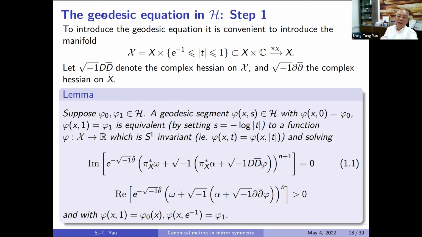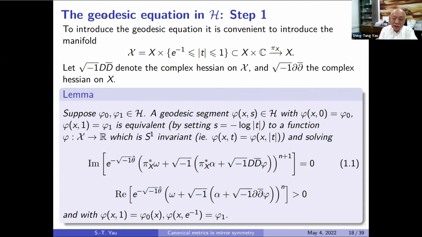That means phi depends on t only through the absolute value of t. And solving the equation 1.1, satisfying that the real part of it is strictly positive, where at the point 1 it is equal to phi naught, and at the point e minus 1 it is equal to phi 1. So this turns out to be a geodesic joining these two points, phi naught and phi 1. And that is important for us.